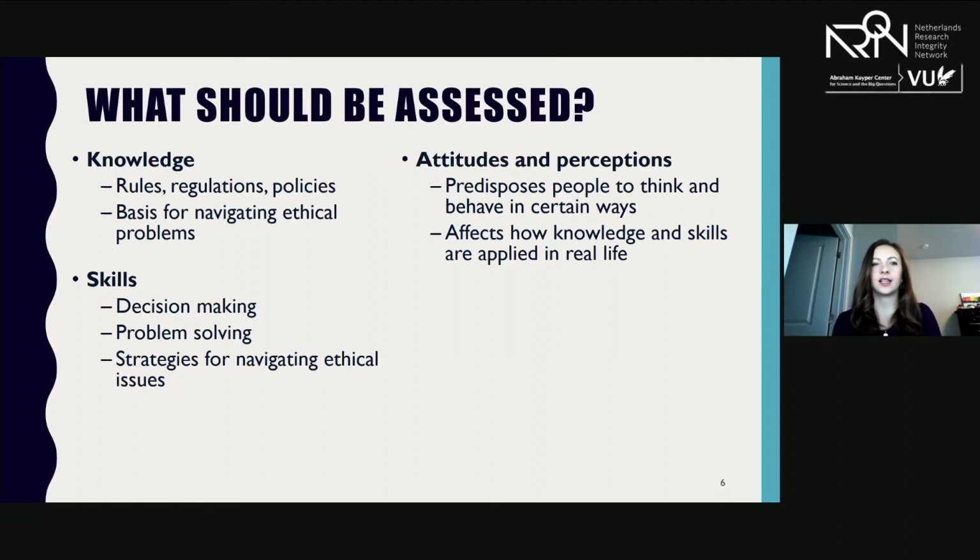Then a fourth thing that you can assess is a person's attitude or perceptions about different things. Attitudes predispose people to think and behave in certain ways, and they also shape the way that people apply the knowledge and the skills that they have acquired in training to their actual work and research. So you want to make sure that people have the right mindset about what you're teaching them and are able to apply that effectively. Some examples of different attitudes might be understanding the importance of the responsible conduct of research or appreciating the importance of research integrity.